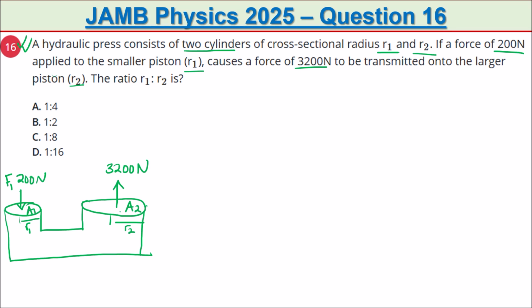The key thing is this. What are we going to link up to get the ratio of the radius? We are going to link up the equation for pressure. You should know that pressure is equal to force per unit area. This is the key thing. But we also need to apply Pascal's principle.